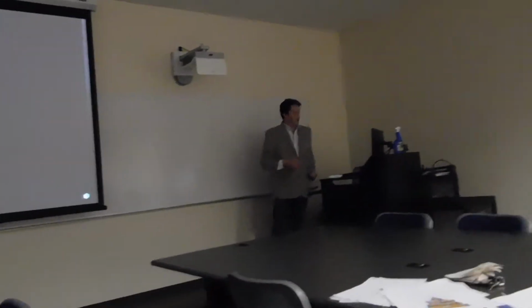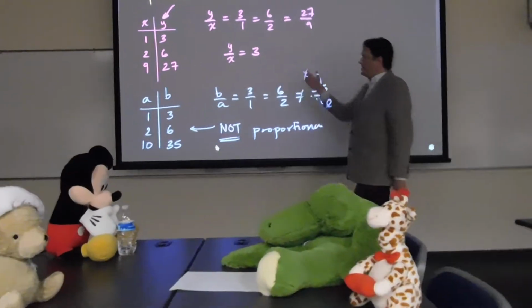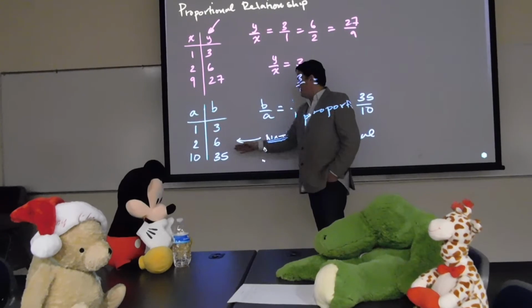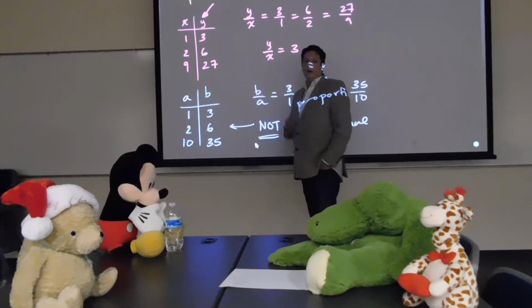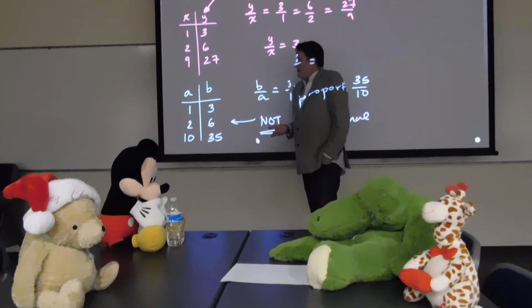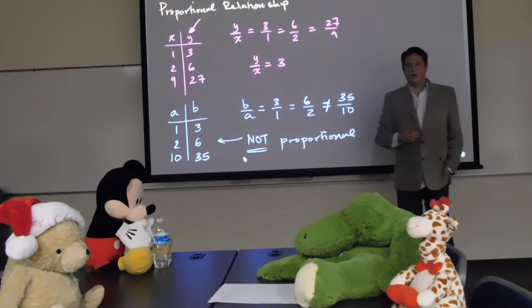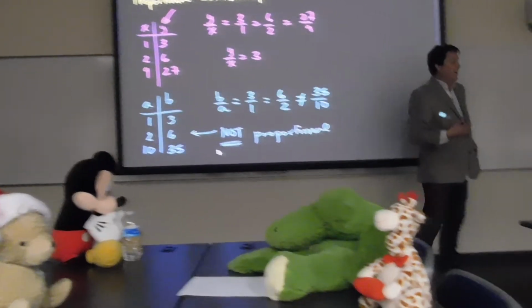Now let's look at an example where it is not proportional. Now we've got a and b. Everything's the same, the 1 over 3, 2 over 6, but here, we get 10 to 35. Now if 35 is the numerator and 10 is the denominator, then it's not going to be a multiple of 3. So therefore, this is not proportional. It is not going to increase by the same rate, in the same multiple.